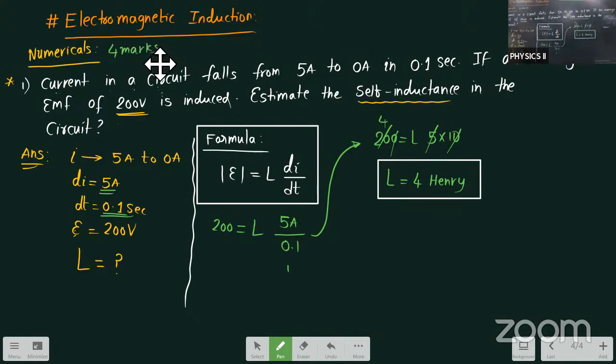See here, what we did: in the question he has given, the current is changing from 5 ampere to 0 ampere. In how much time is it changing? In 0.1 second. And what is the EMF induced due to this? 200 volt of EMF is induced. He is asking you to calculate the self-inductance. First of all, write down the given quantities. For writing the given quantities, you will be getting the mark. For writing the formula, you will be getting the mark. For doing the calculation, you will be getting the mark. And finally, for writing the answer, including the unit, you will be getting the mark. So this is the first important numerical from this electromagnetic induction chapter. I hope everyone might have copied this so that I can move on to another numerical.